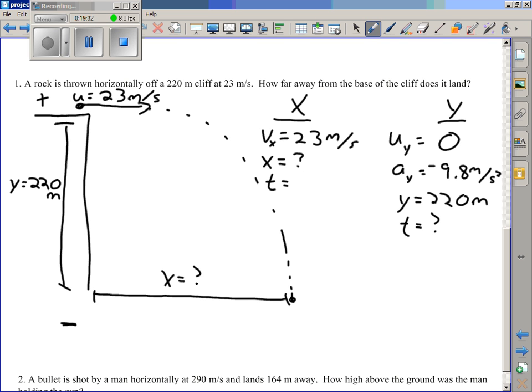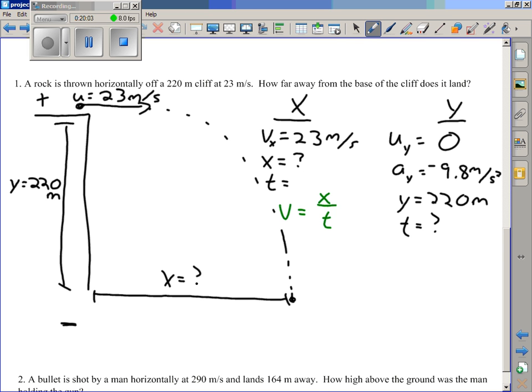Now, step 4 says go to the axis with the variable that you want, try to solve for it. So the axis variable, my answer, is which one, x or y? X. So I want to solve in the x, and the only equation to choose in the x is the constant velocity equation, v equals x over t. I'm going to use x to make sure we don't get confused as to which axis. Right, so v equals x over t.